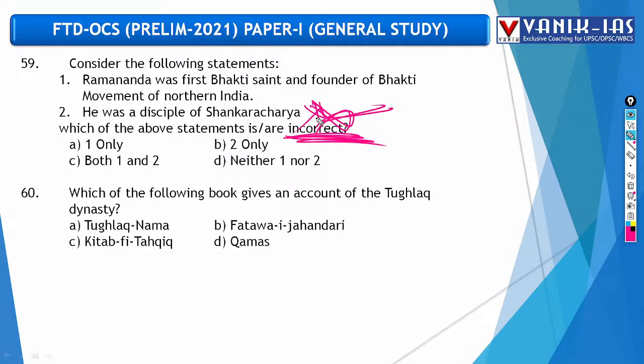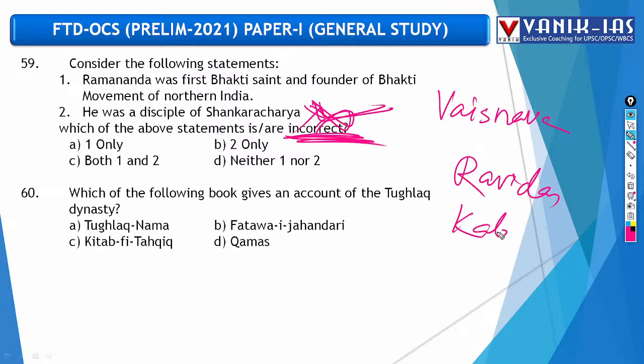A social reformer who was the first Bhakti saint and founder of the Bhakti movement in northern India. Right? He was a Vaishnava, belonging to the Vaishnava devotional tradition. He had various disciples, for example Ravidas and Kabir. They are disciples of Ramananda. Okay.